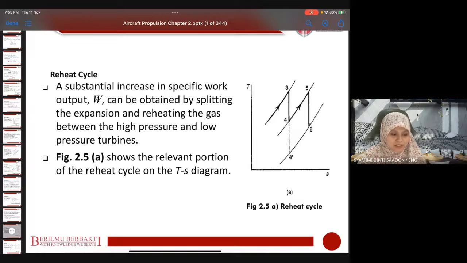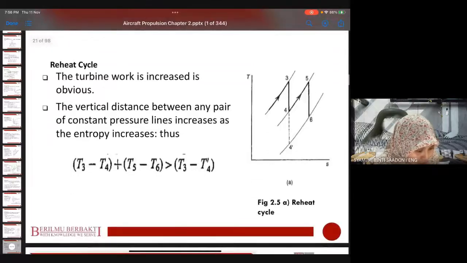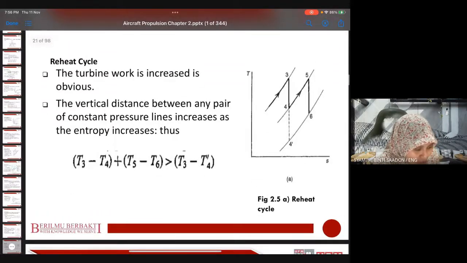Thus from this method, we can increase the specific work output because the work done by the turbine is like 2 times, instead of only once in a simple gas turbine. So this is a reheat cycle. The turbine work increase is obvious. The vertical distance between any pair of constant pressure lines increases as the entropy increases.